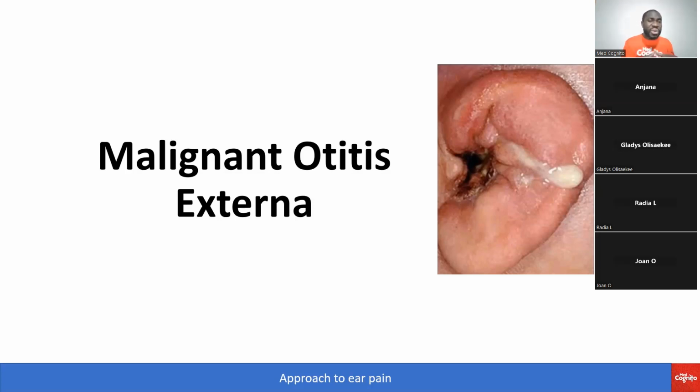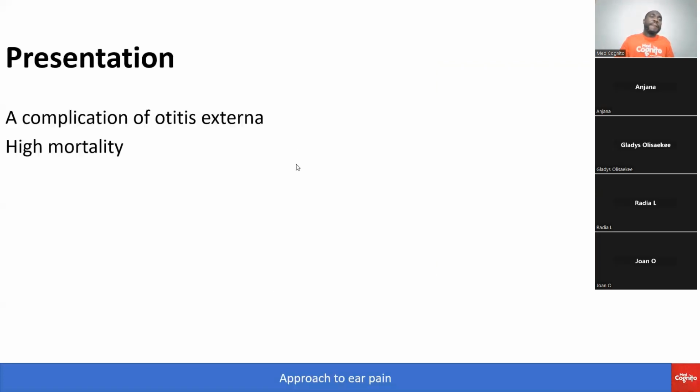Malignant otitis externa. What is that? What is malignant otitis externa? Number one, it occurs in diabetic patients, and it's a complication of otitis externa.